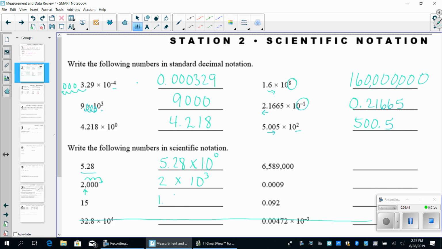This would be 1.5 times 10 to the first. Okay, this one, you want to write anything that is significant. Since all four of those are significant, it's 6.589. That decimal place would go 1, 2, 3, 4, 5, 6 places to the right. So times 10 to the 6th.